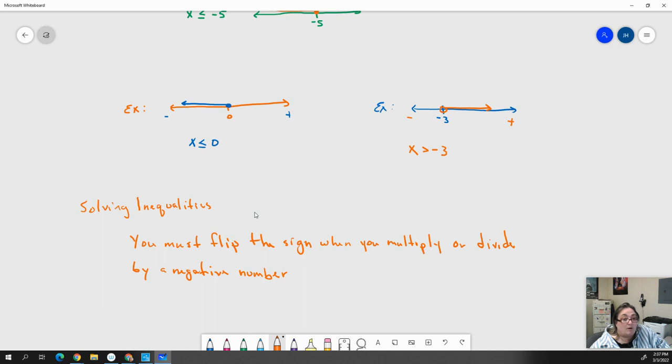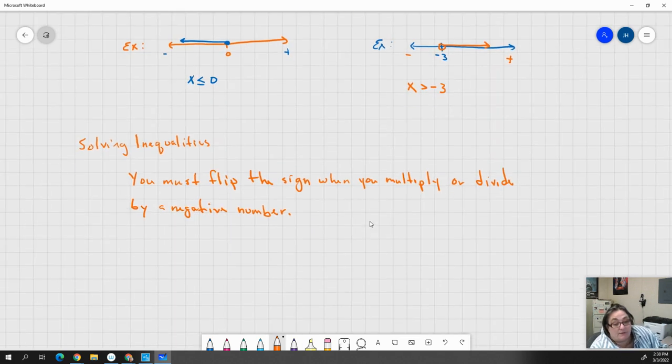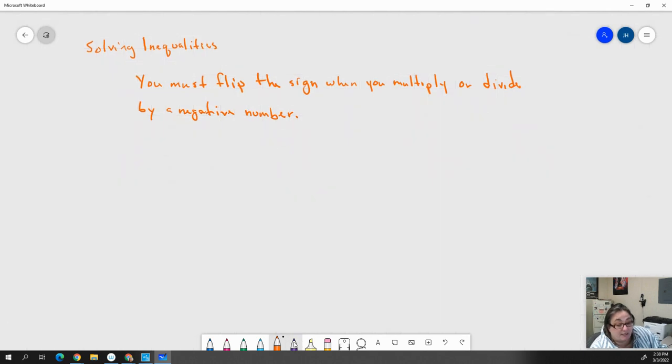Keep that in mind. Why am I saying to keep that in mind? Because it will probably be one of your questions at the end of this ed puzzle. I'll ask, what do you need to do when you multiply or divide by a negative number? And you'll have to say flip the sign. Or I'll say, when is it that you need to flip the sign? And you're going to say, when you multiply or divide by a negative number. Every time you do it, you'll have to flip the sign. That is the only thing that's different when you're solving an inequality from solving an equation.